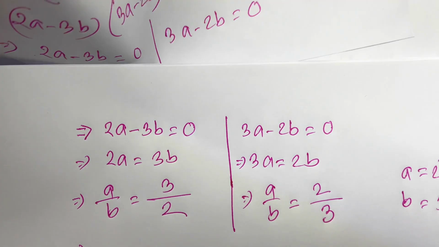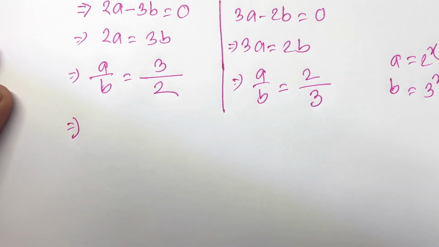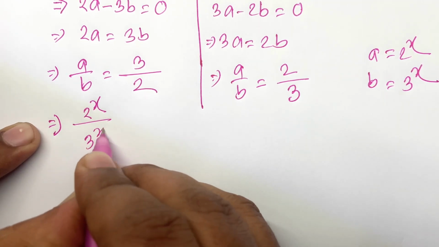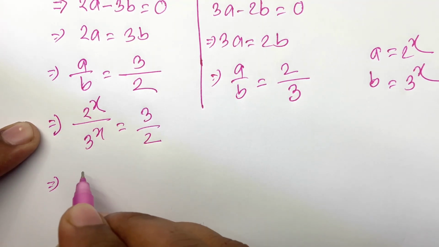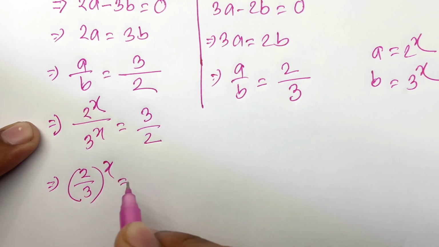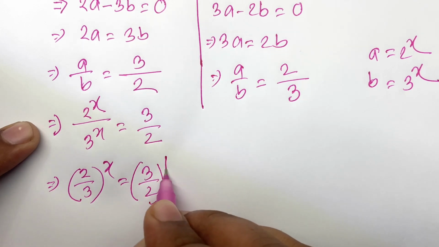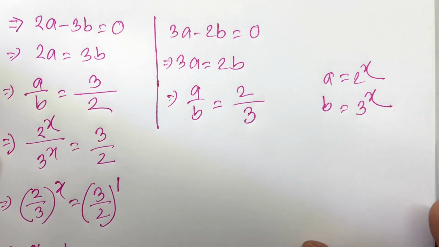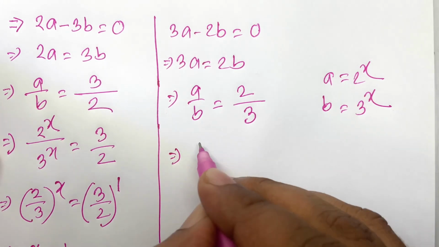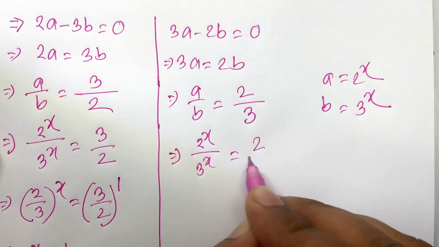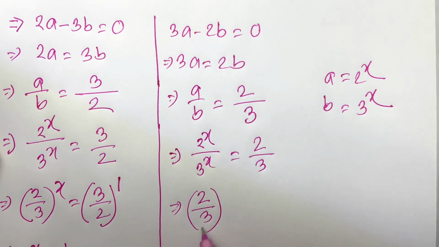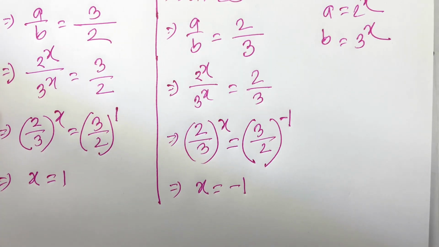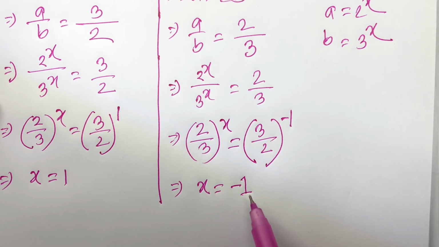Now we know that a equals 2^x, b equals 3^x, so (2/3)^x equals 3/2, which means (2/3)^x equals (2/3)^(-1). According to exponential rules, when the bases are the same the powers are the same, so x equals minus 1. And again, a over b equals 2/3, so (2/3)^x equals (2/3)^1, just changing the place. Now I can say x equals 1. So x equals 1 or x equals minus 1. This is the answer. Thank you all.